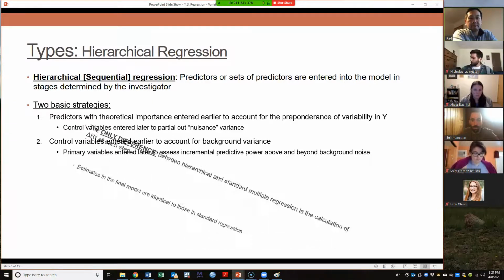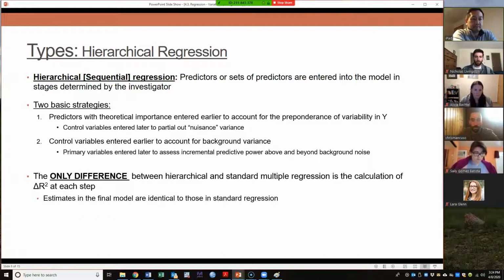Okay. Now the main thing, and this is so important, the only difference between our hierarchical models and our standard multiple regression is that we're just getting an R squared at each step. There is nothing magical about hierarchical regression. It does nothing above and beyond presenting a first set of variables, then adding another set of variables in and seeing what the change in the R squared value is. Okay. What people confuse this with is a stepwise regression, which is a different thing that we'll talk about. Hierarchical regression is just a series of simultaneous regressions where we're seeing the unique contribution of whatever new variables are added into our model.